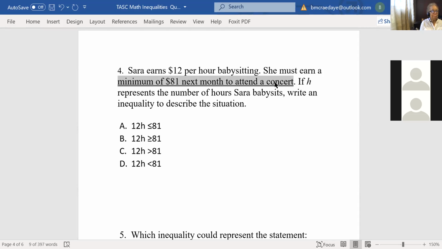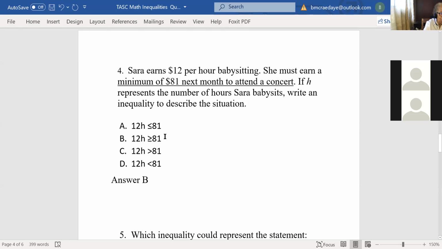And when it says a minimum, it didn't say she had to earn 81. It said a minimum of 81. So it's B? That's it. Very good. Answer B. You figured that one out. Because when it said she must earn a minimum, she's got to earn 81 or more dollars for the concert.